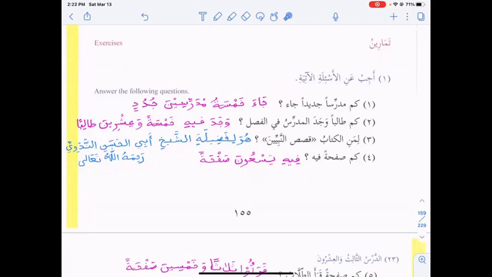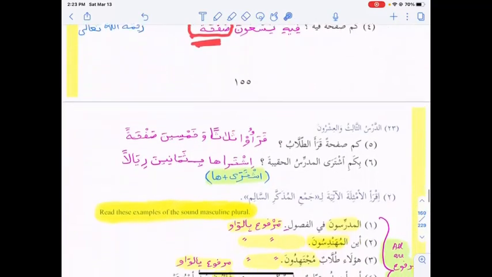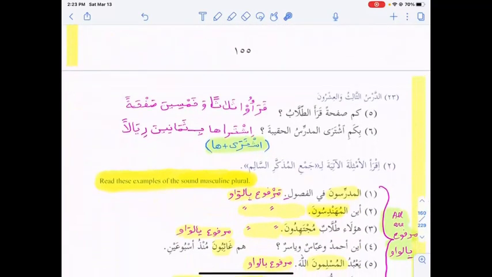Kam safatan fihi? How many pages are in the book? Fihi tis'una safatan. 90 pages. Fihi, jar majrur shibh jumla khabar. Tis'una, this is your mubtada. Mubtada is marfu. What is the sign of this marfu? Al-waw. Why? Li'annahu jama mudhakkar salim. What is the safatan? Tamiz. This is the tamiz. Alhamdulillah.